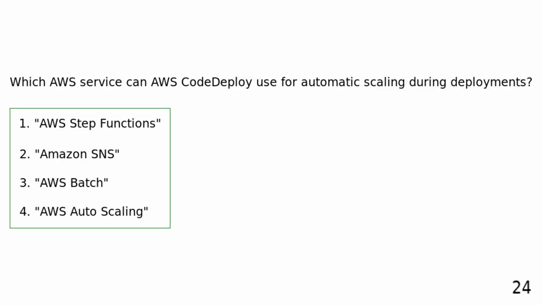Which AWS service can AWS CodeDeploy use for automatic scaling during deployments? AWS Step Functions, Amazon SNS, AWS Batch, AWS Auto Scaling. AWS CodeDeploy can integrate with AWS Auto Scaling to automatically adjust instance capacity based on deployment needs.